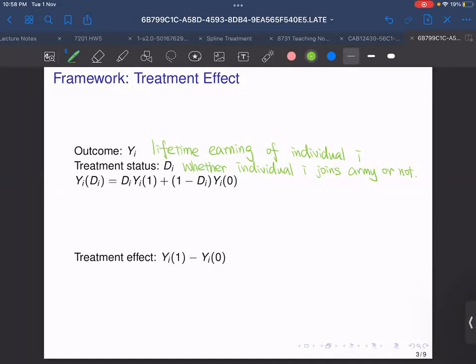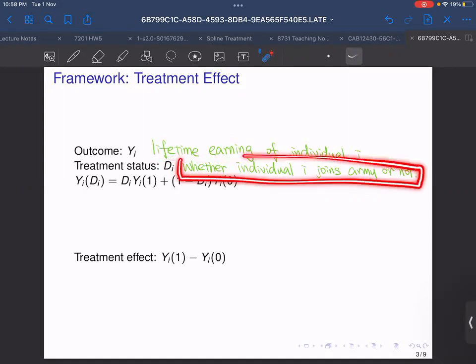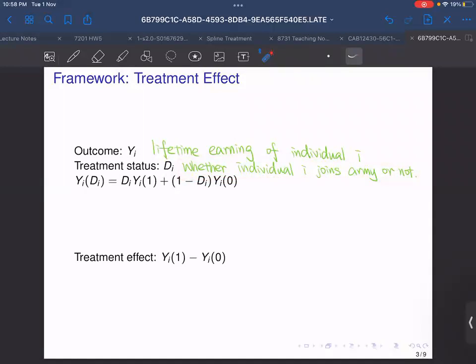Right. And we can actually write yi in this form. Why is that so? So yi is a function of di. So your treatment, whether individual i joins the army or not, will give him a different lifetime income. So your lifetime income is a function of whether you join the army or not. So we can write yi(di) to denote that.